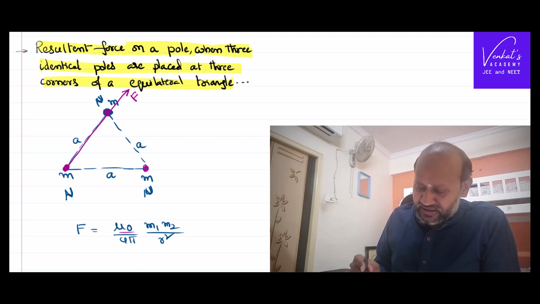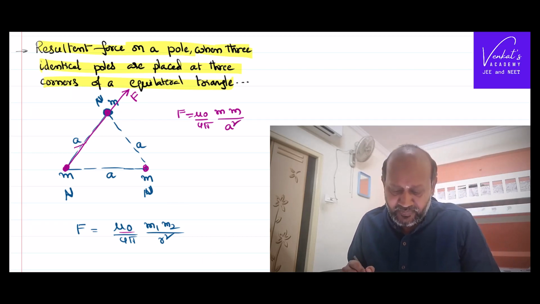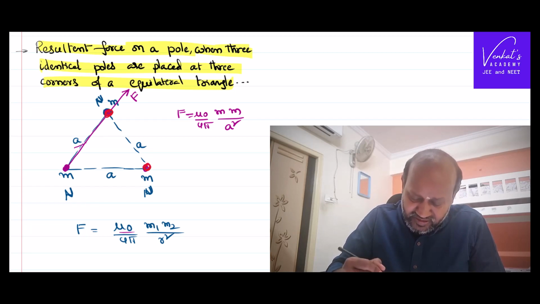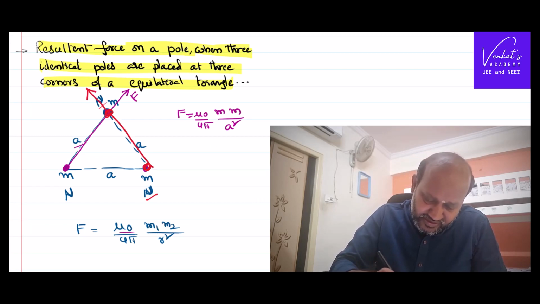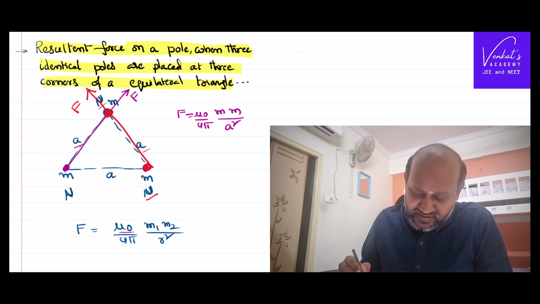How much is that F? I can write the value of that F. F is mu naught by 4 pi. This is M and this is also M. So M and M by distance square, that is A square. Parallelly, on this pole there is another pole applying a force of repulsion because this is also a north pole and this is a north pole. Between these two similar poles, there is a force of repulsion. That is also the same value of F because the pole strengths are the same and the distances are the same.